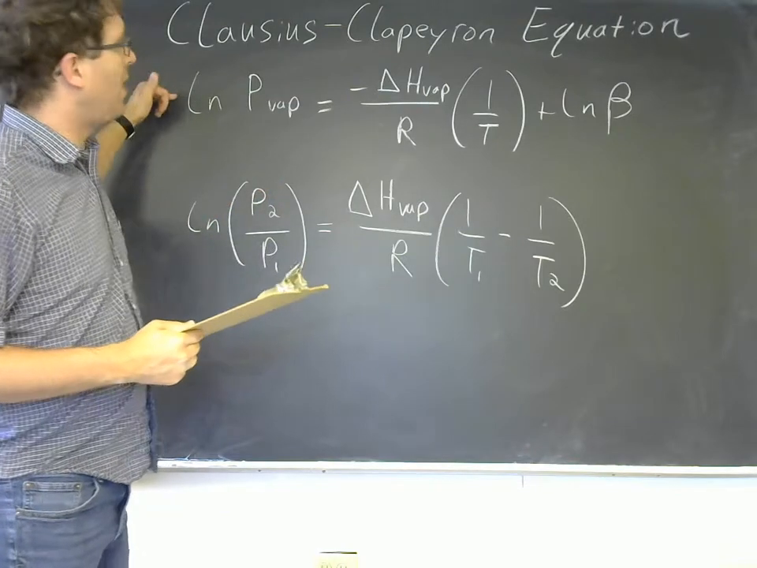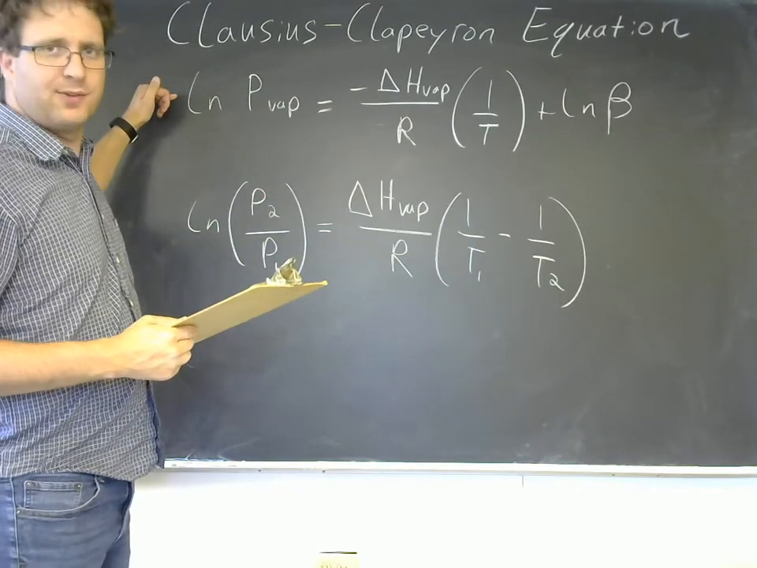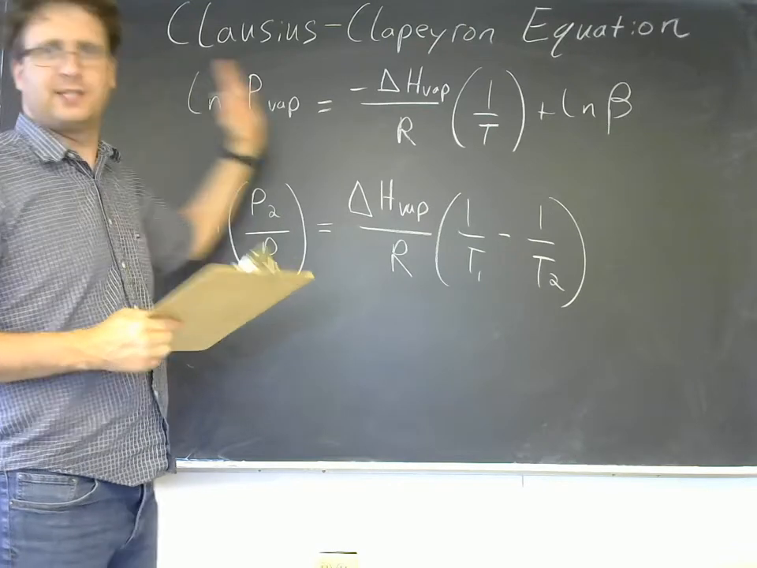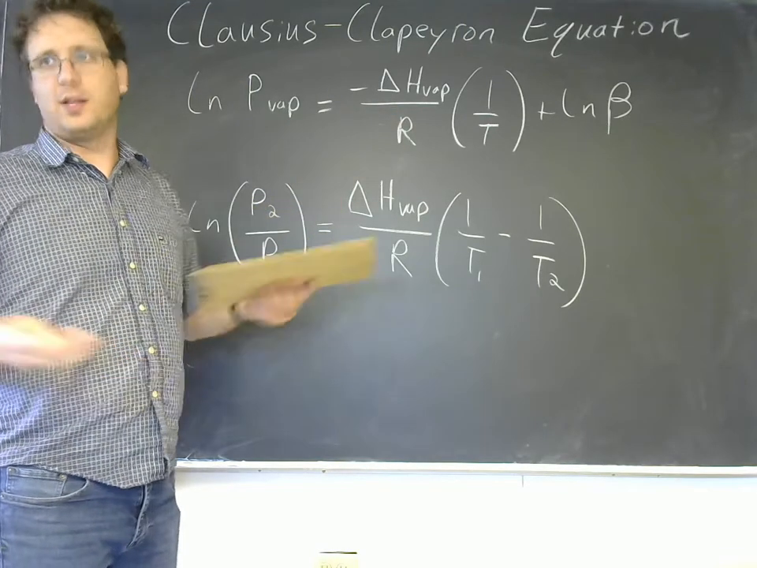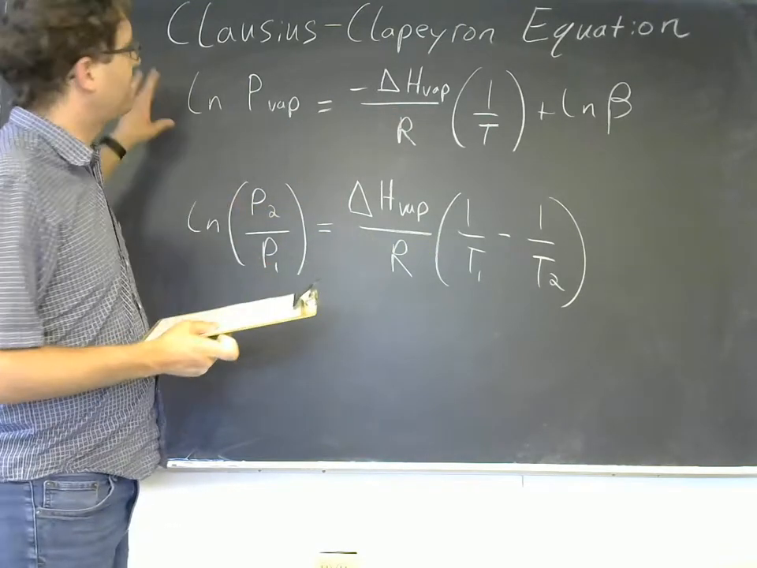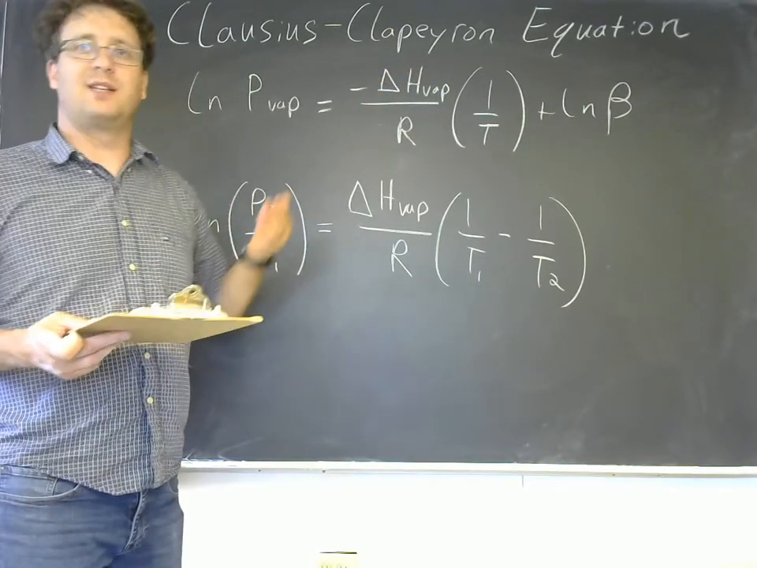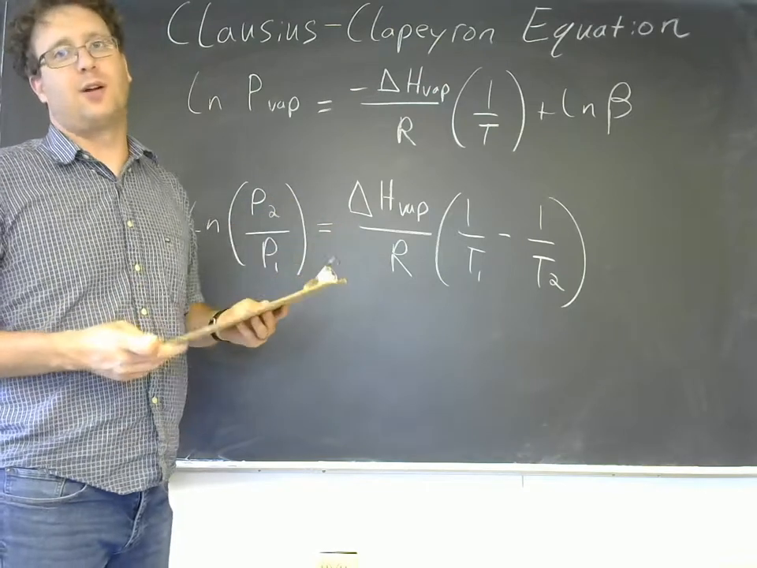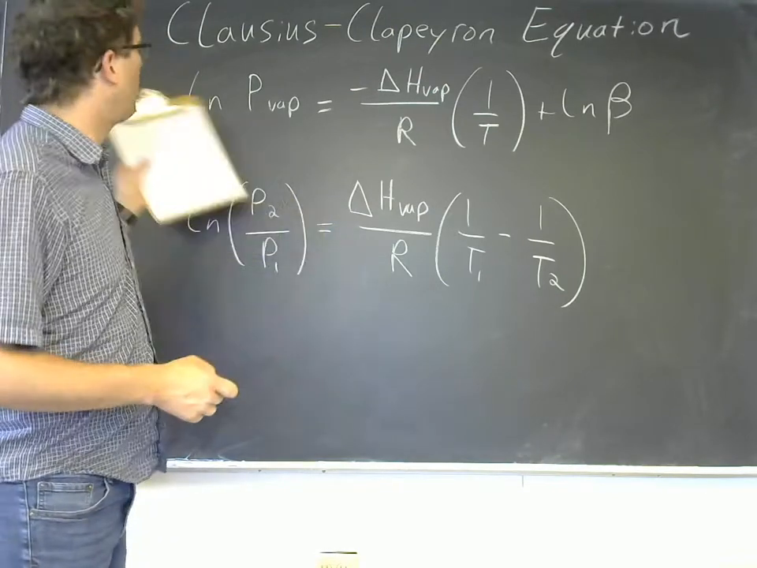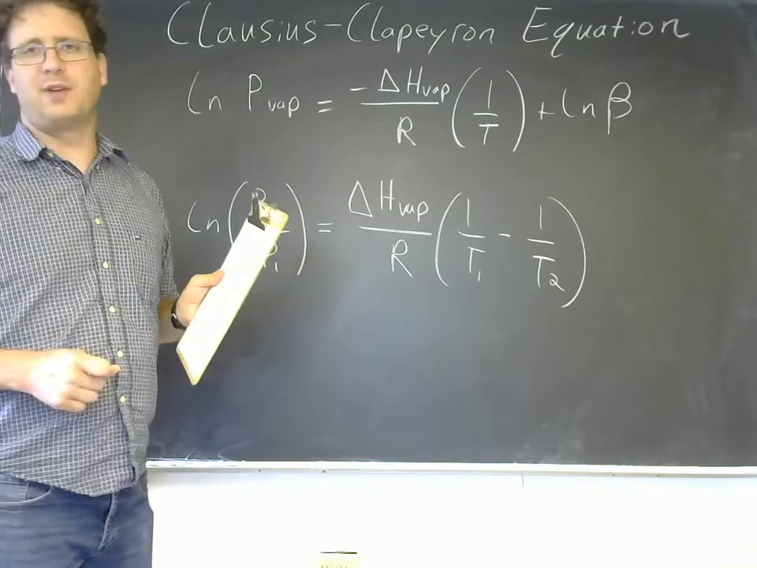This form up here is if you have a whole series of data across lots of temperature ranges, then this is the form of the equation that you would use to find a best linear fit to your collection of data. We won't really be using it very much.